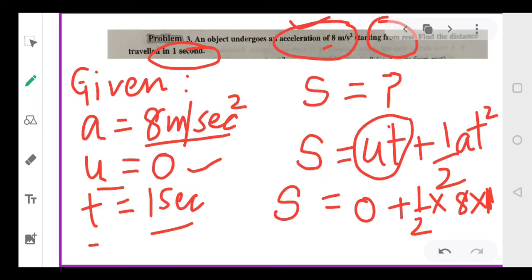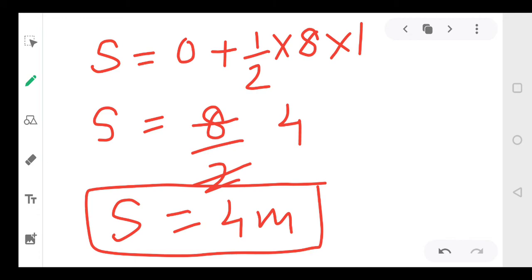Again, let's see the same numerical. Given acceleration is 8 meter per second square, U is 0, T is 1 second, S we have to calculate. So we will use the formula S is equal to ut plus half at square. S is equal to 0 plus half into 8 into 1. So S is equal to 8 upon 2. The first term becomes 0, and this becomes 8 by 2. So 4. So distance covered is 4 meters. How much distance is covered? 4 meters. I hope you understood.